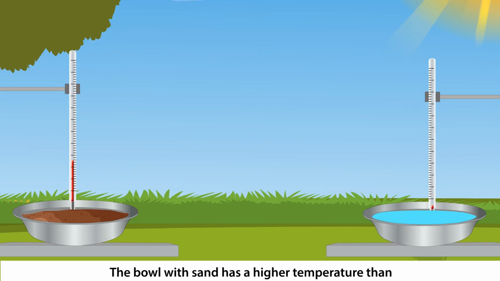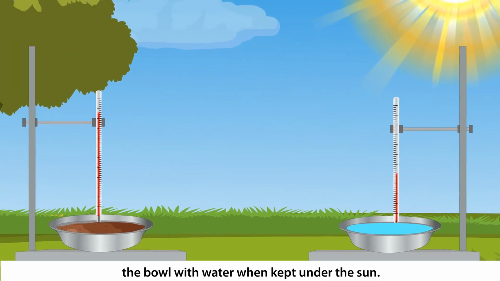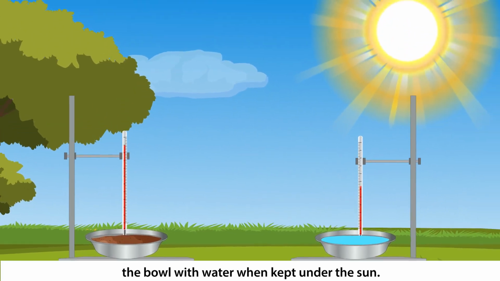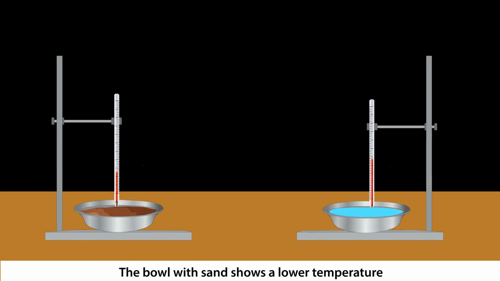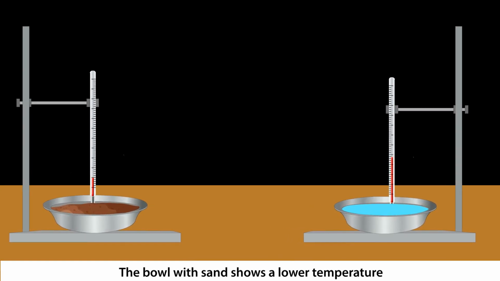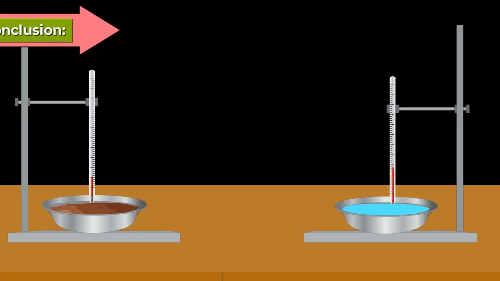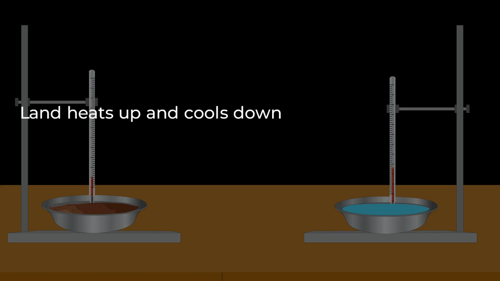Observation. The bowl with sand has a higher temperature than the bowl with water when kept under the sun. The bowl with sand shows a lower temperature than the bowl with water when kept in the room. Conclusion. Land heats up and cools down faster than water.